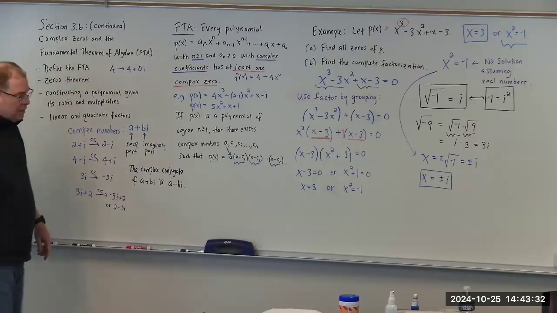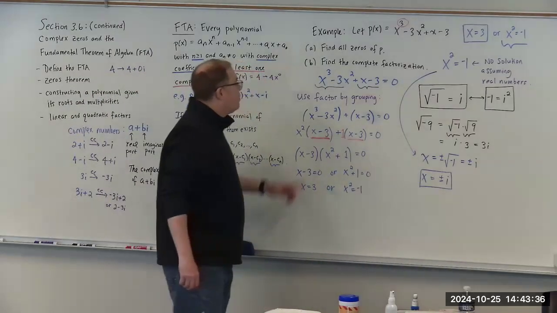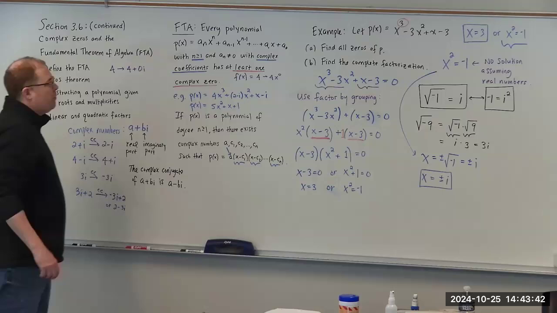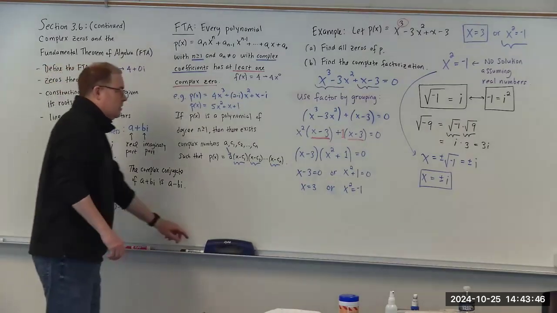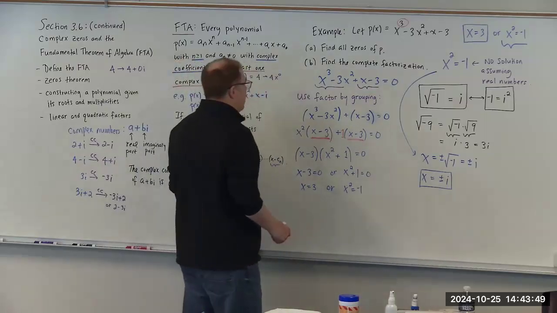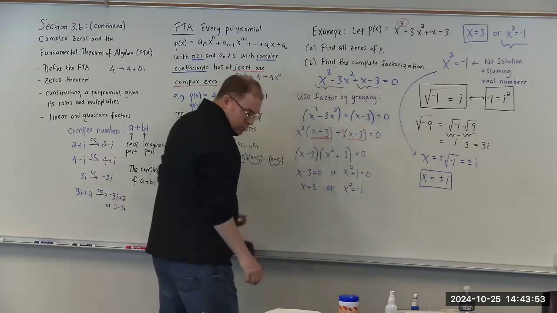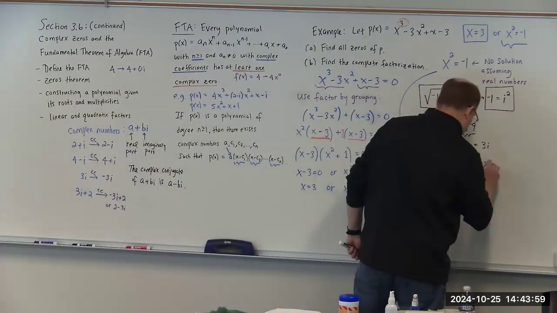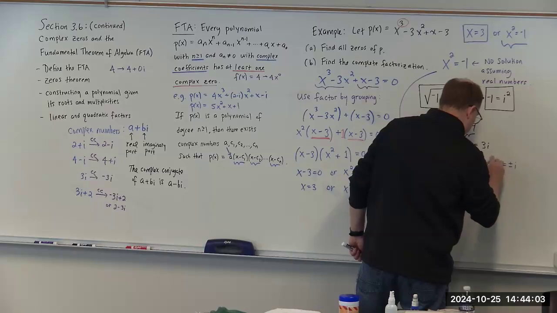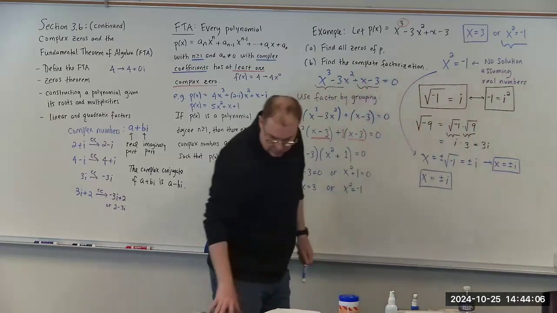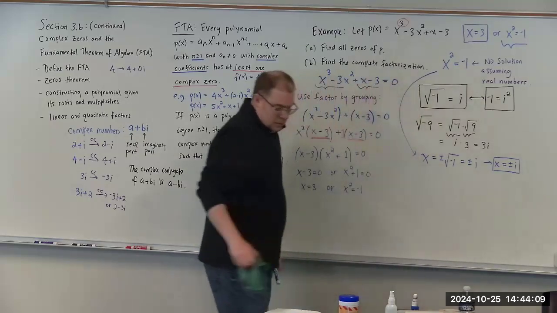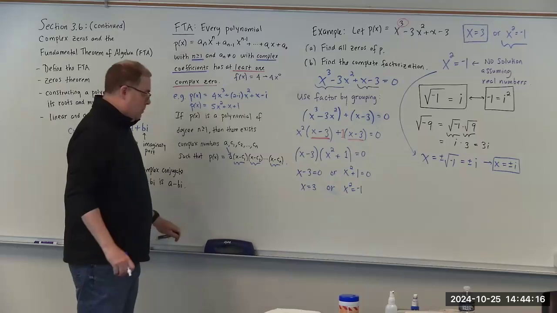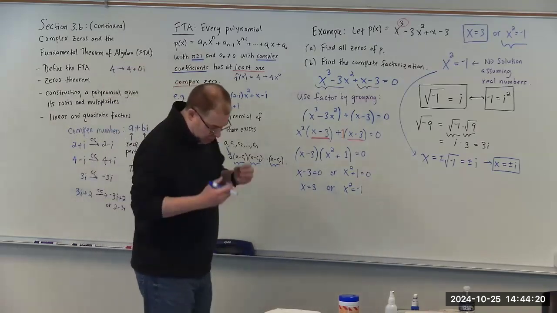All right, so going on to part B. We have enough information now where we can find the complete factorization. So let's do that for part B, and let's write this over here. The complete factorization is basically, we want to rewrite this polynomial in terms of its factors.